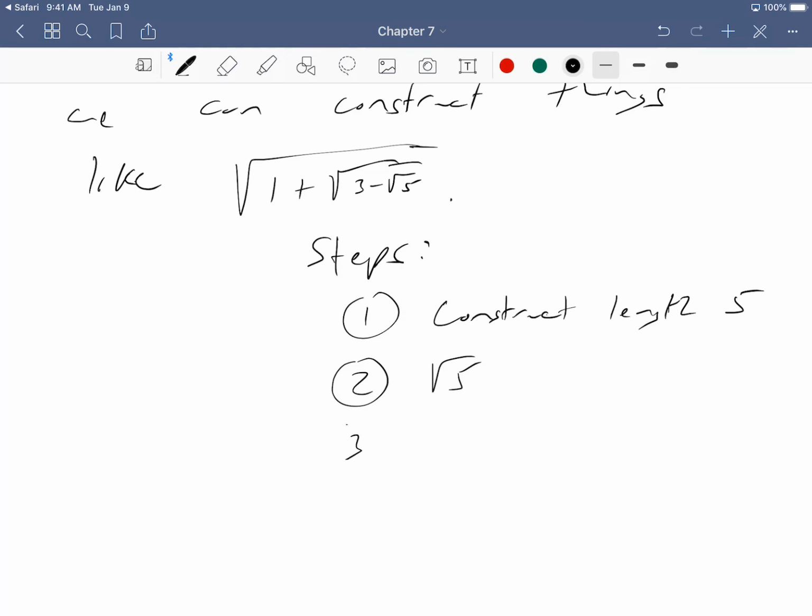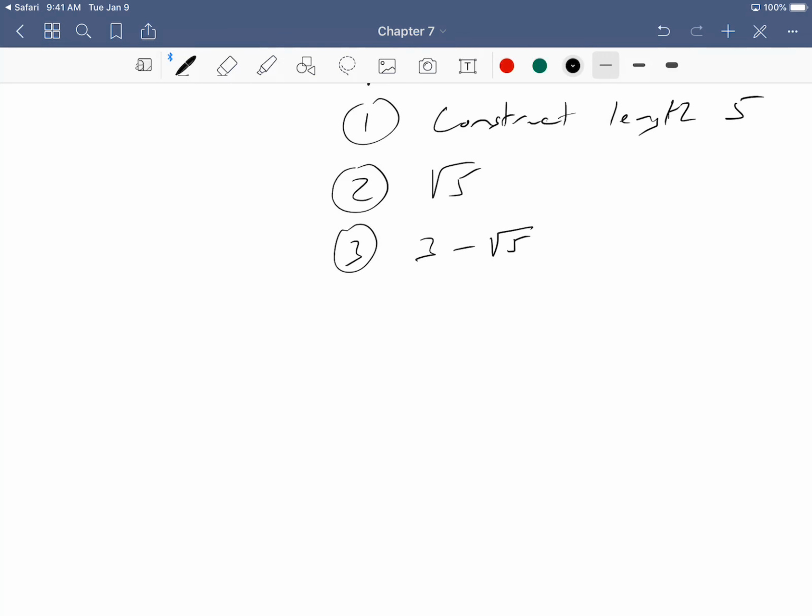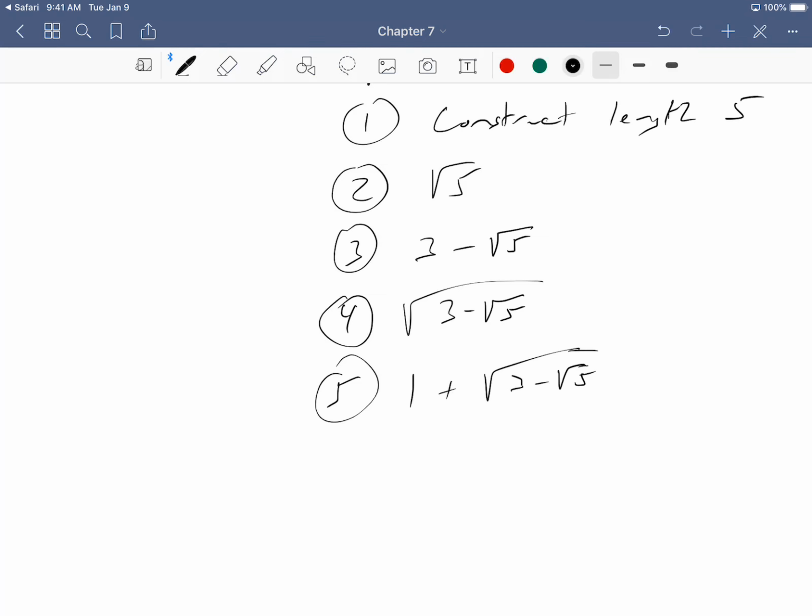Okay. From there, after I know how to make a root 5 length, I can set my compass to that long, and I can do 3 minus root 5. I can construct the length 3 minus root 5. Once I've got that, then I know how to construct its square root by, again, setting up those similar triangles. Once I can construct that, then I can add 1 to it. That's no problem. I'm just going to take that length and add a unit length segment, and once I can do that, then I can take the square root of that. So step by step, we can make a length that long.